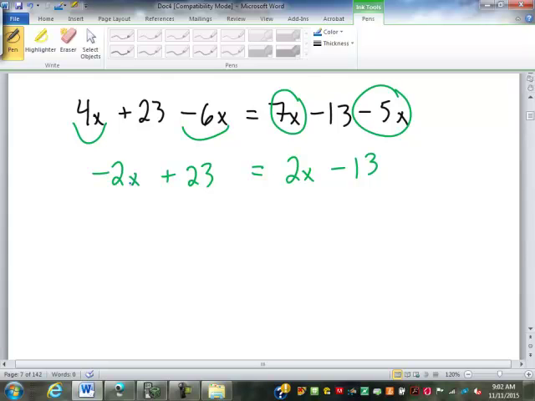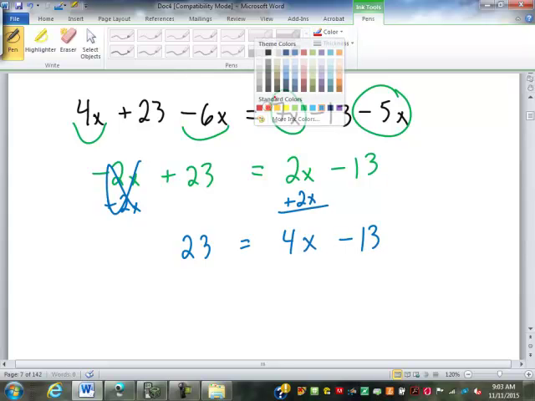We have to get rid of either the negative 2x or the positive 2x. Probably easier to get rid of the negative 2x by adding 2x. Leaving us with 23 here. Plus 2x here makes 4x. Now what?